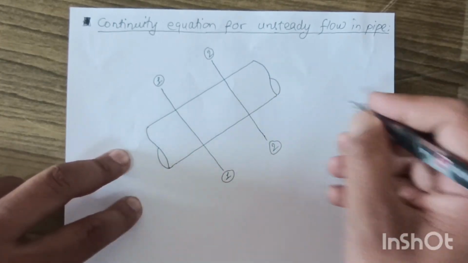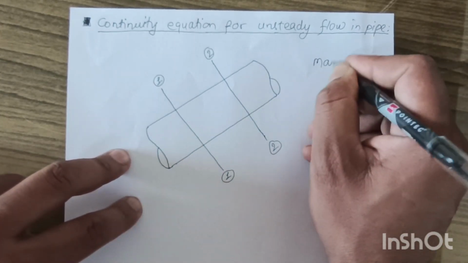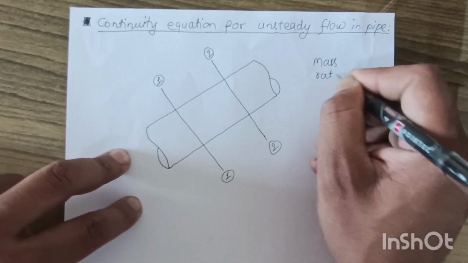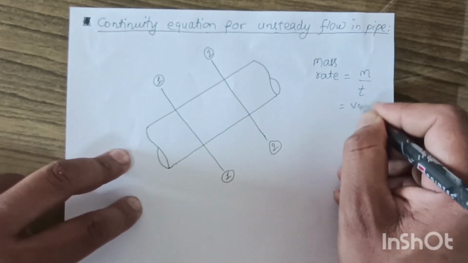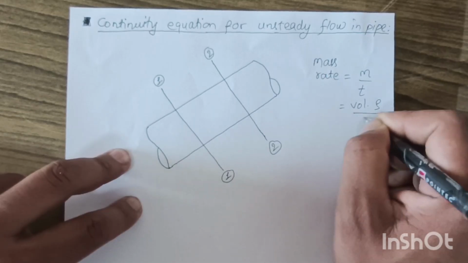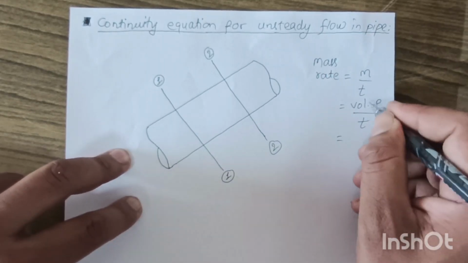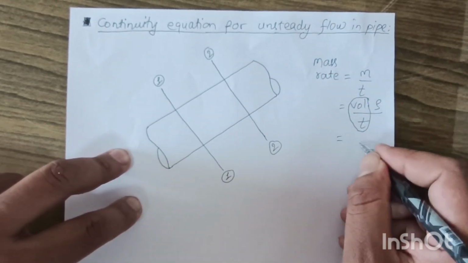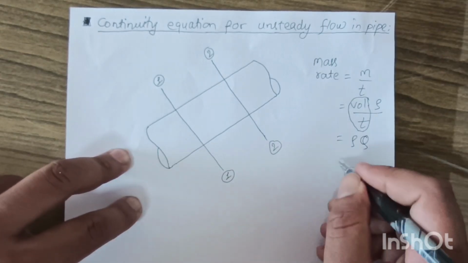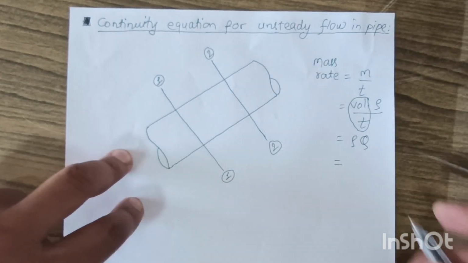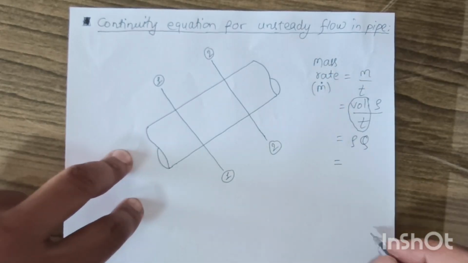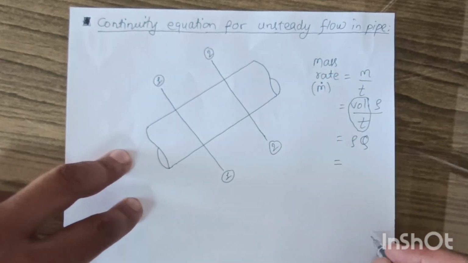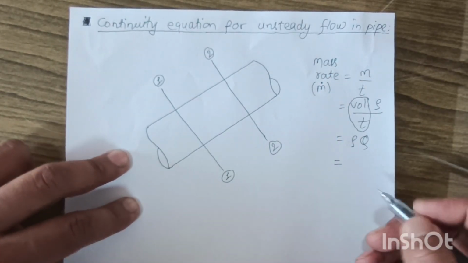flow rate is how much? The mass flow rate is mass rate. What is mass rate? Mass rate means mass by time. Mass means volume into density by time. Volume by time means discharge. That is going to be rho Q. The mass rate m dot is also called rho Q. So you have to understand that mass rate is also density into discharge.